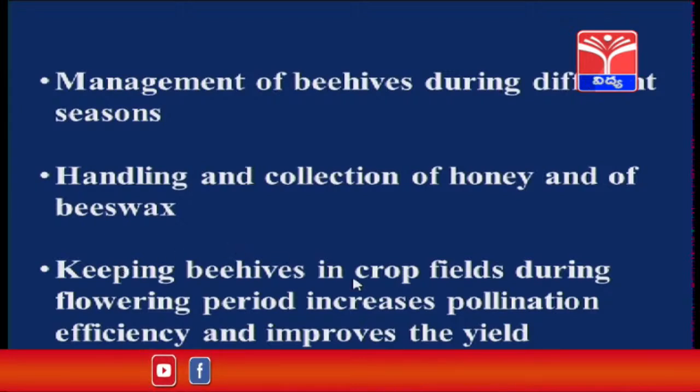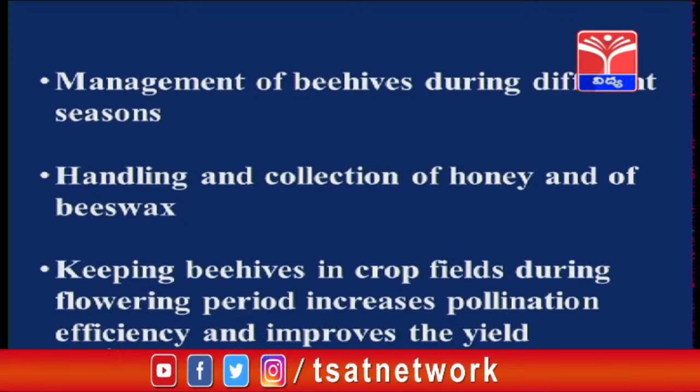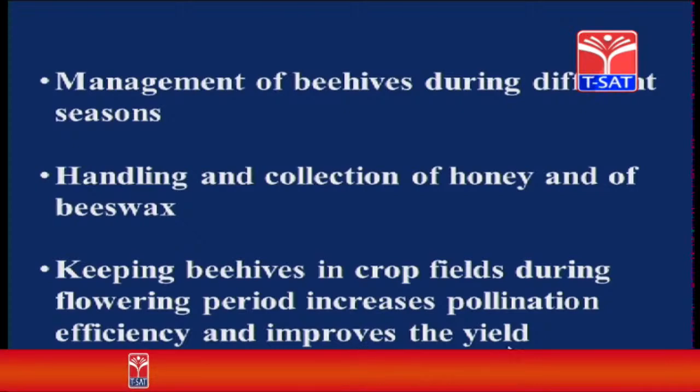Next, keeping beehives in crop fields during flowering period increases pollination efficiency and improves the yield. One more important thing you have to know is that with the help of honeybee rearing, not only is honey production increased, but the most important thing takes place, that is pollination. So, what is pollination? Pollination means transfer of pollen grains from anther to the stigma. What are pollen grains? Pollen grains are the male gametes. They have to be transferred from anther to the stigma of the flower.